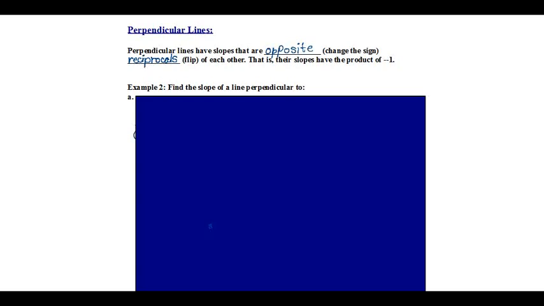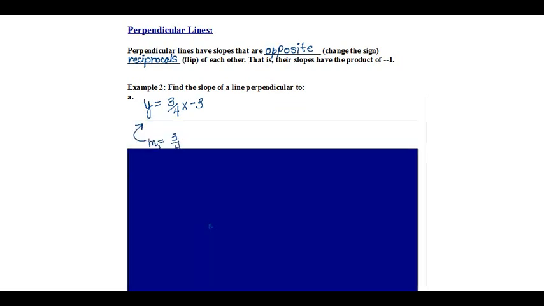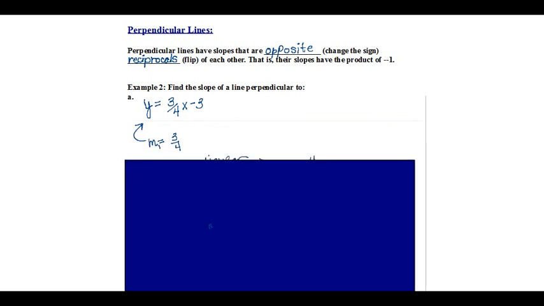So let's look at example 2, part A. It says find the slope of a line perpendicular to y equals 3/4 x minus 3. Whenever we look at this one, we need to first look at the slope and identify what that is, because for perpendicular we're going to have to manipulate that a little bit. So in this case, the slope of our given line is 3/4. You'll see that written there.